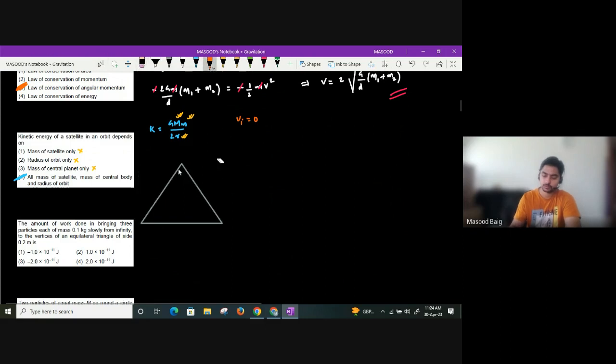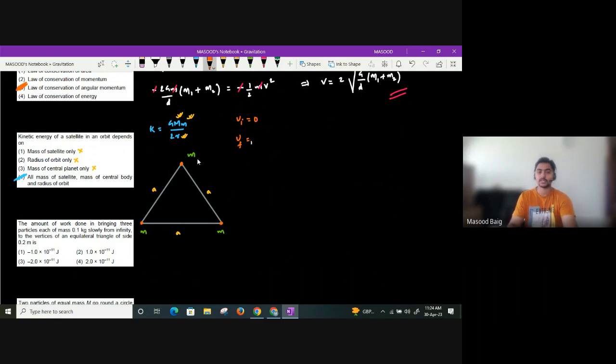As you can see, I want to bring three masses. All are equal masses only. And slowly means without change in kinetic energy. So three masses have to be brought, right? And what is the distance again? You can consider A will be the distance. So initial potential energy is 0 because initially it is at infinity. Finally, what is it?